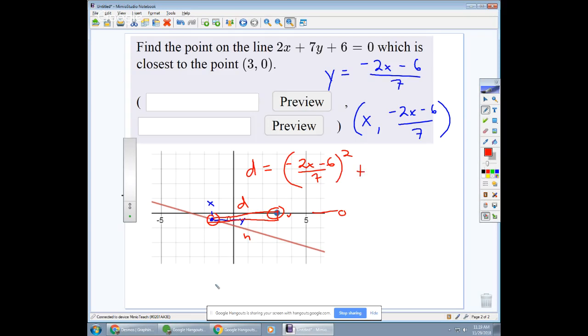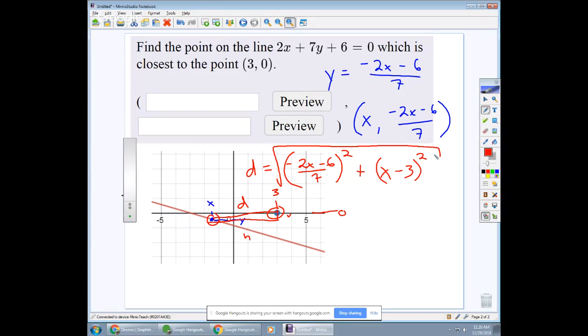plus the distance between my x values. Well, this x value right here is 3, and that x value right there is x. So 3 minus x, or x minus 3, it doesn't matter because you're squaring it. I would choose to write it as x minus 3 because that's a little easier to deal with. And there's 2 choices from here. You could either square the distance and then use implicit differentiation, or you could say d equals the square root of this side and use the chain rule.